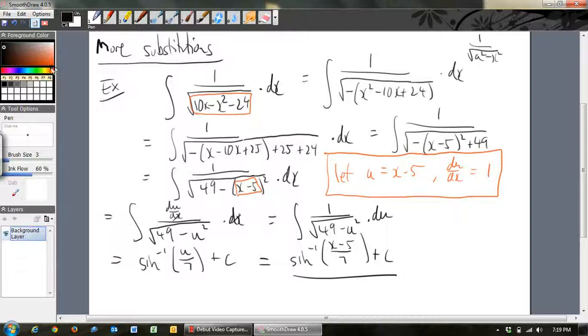The thing to look for is, if you've got a quadratic, possibly you could try completing the square if you're looking to make a substitution.